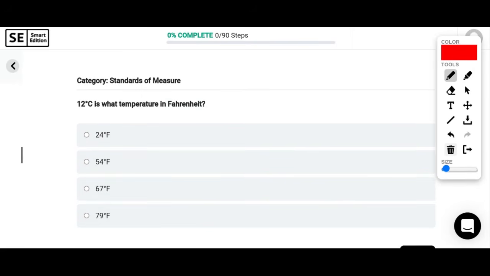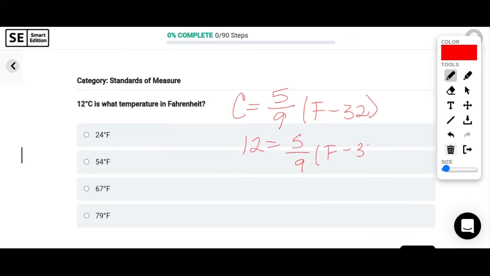12 degrees Celsius is what temperature in Fahrenheit? Okay, so if we go back, we were using this formula before. Celsius is equal to 5/9 times Fahrenheit minus 32. So I'm going to plug in what I know, which is the 12 degrees Celsius, and I'm going to solve for my Fahrenheit. To get rid of this 5/9, a nice little trick is to multiply by the reciprocal, just multiply by the flip version of this.